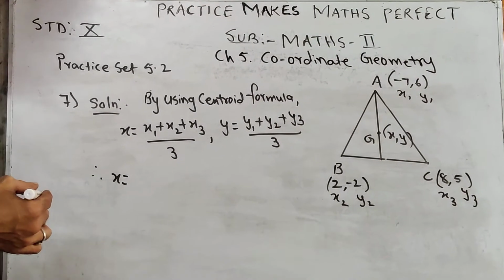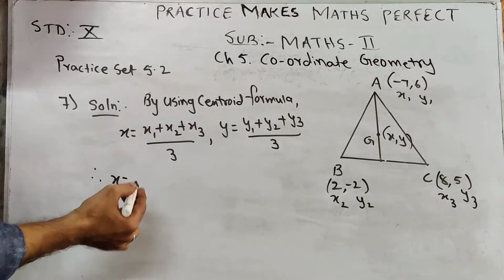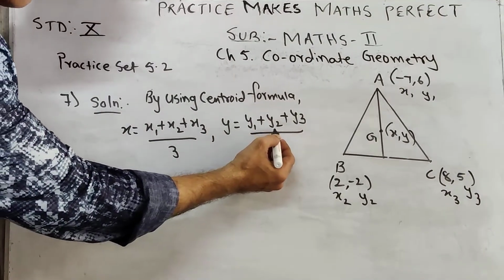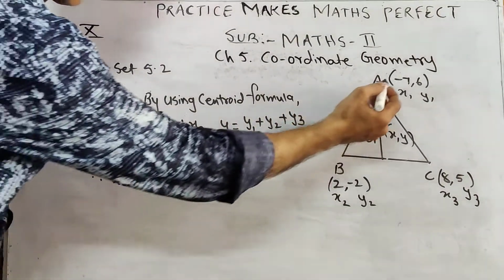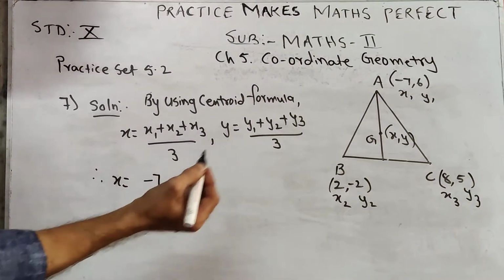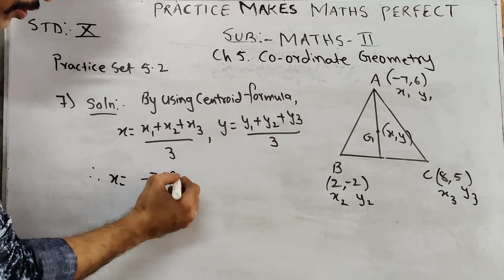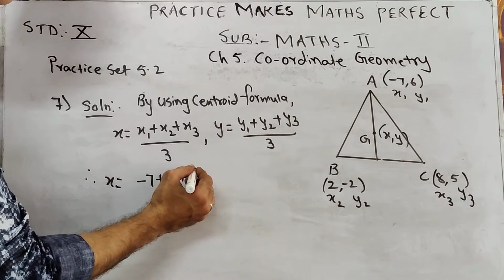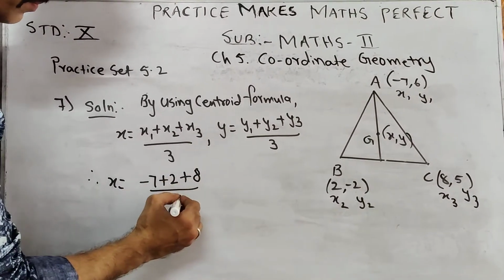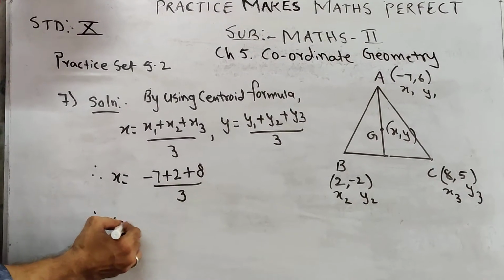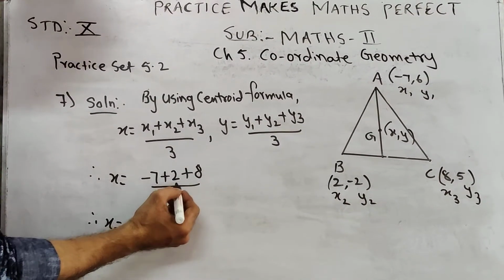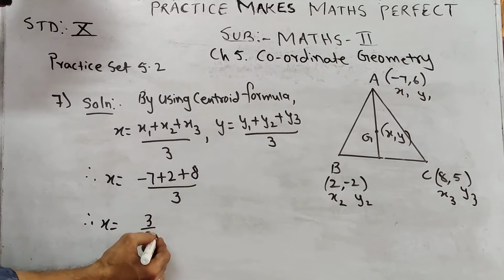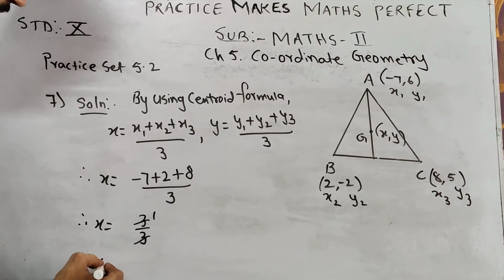So let us continue now this sum number 7. By using centroid formula, x is equal to x1 plus x2 plus x3 upon 3, and y is equal to y1 plus y2 plus y3 upon 3. So my dear student, x1 you know, x1 is minus 7, it is very easy. x2 is 2 plus 2 plus x3 is 8 upon 3. And therefore x is equal to 8 plus 2, 10. 10 minus 7, 3. 3 upon 3. Bigger number sign is of 10. Okay, so you got 1.